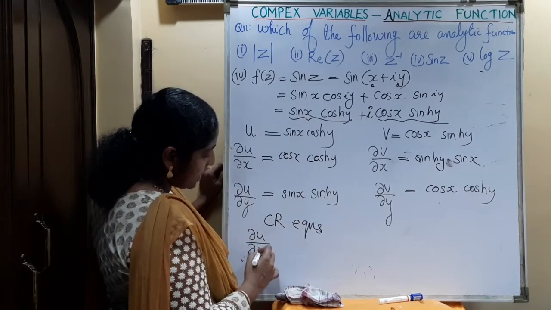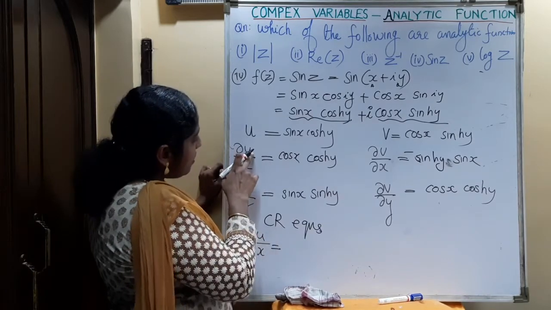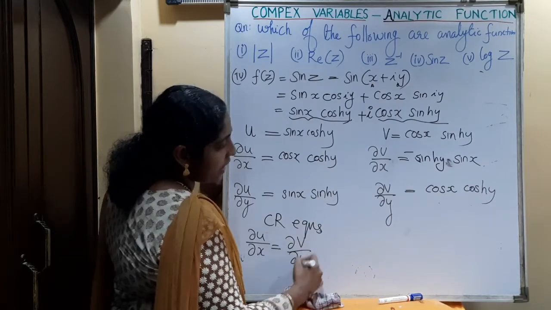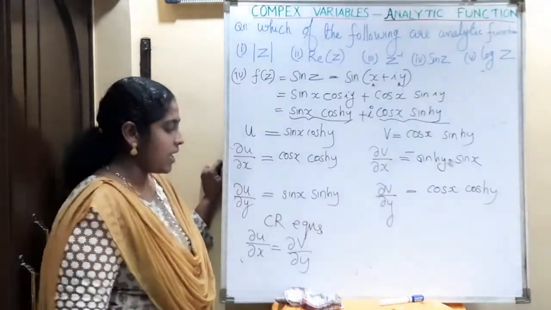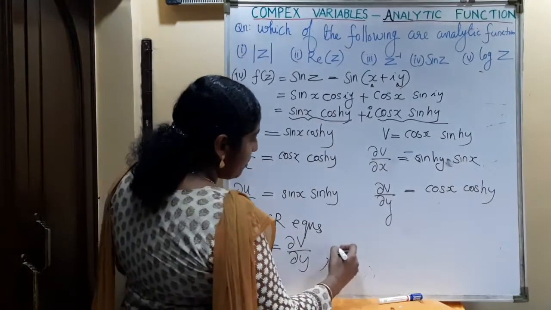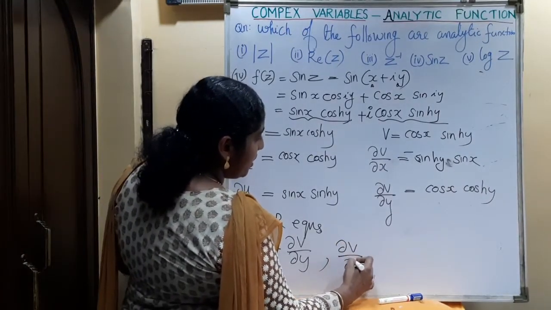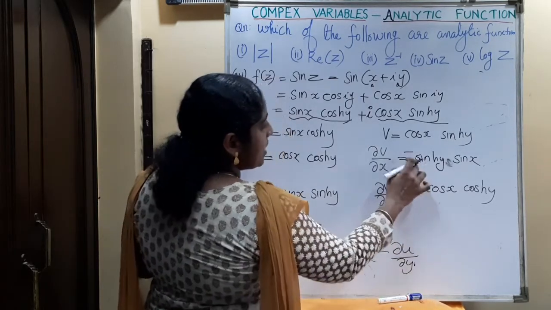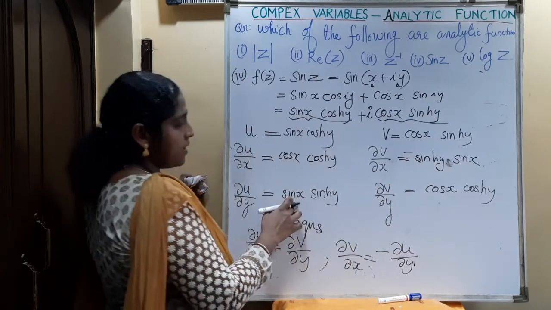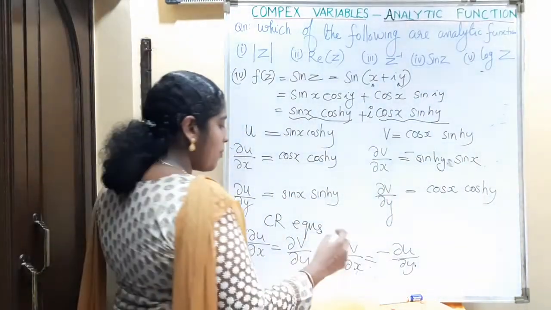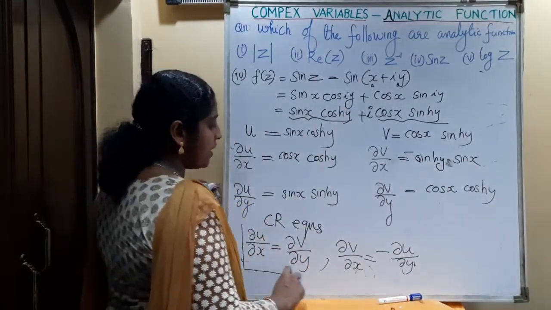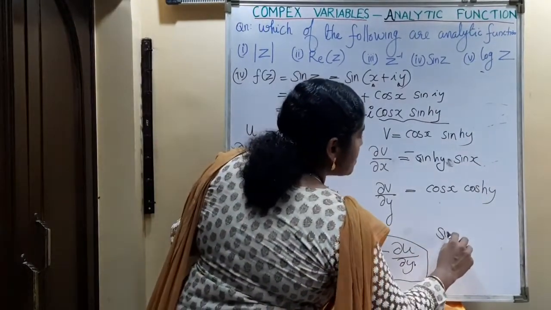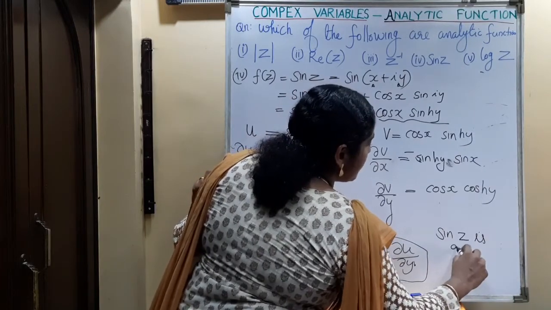Dou u by dou x is cos x cos hy. Is it equal to dou v by dou y? Yes, it is also cos x cos hy. So dou u by dou x is equal to dou v by dou y. And the next one is dou v by dou x equal to minus dou u by dou y. Is it? Here it is minus sin x sin hy, and here it is plus sin x sin hy. So both these Cauchy Riemann equations are obeyed by this function, so we can say that sin z is analytic.